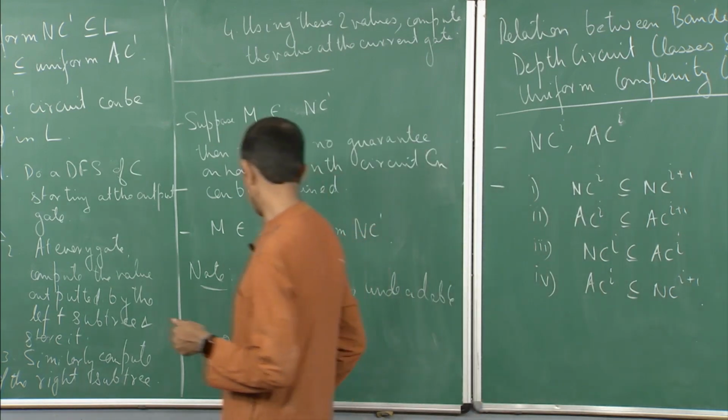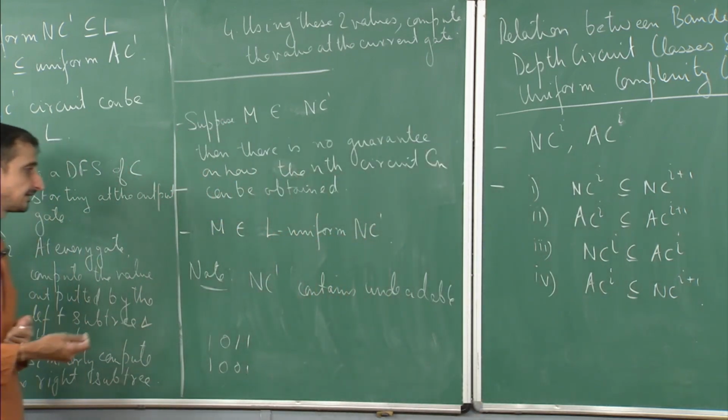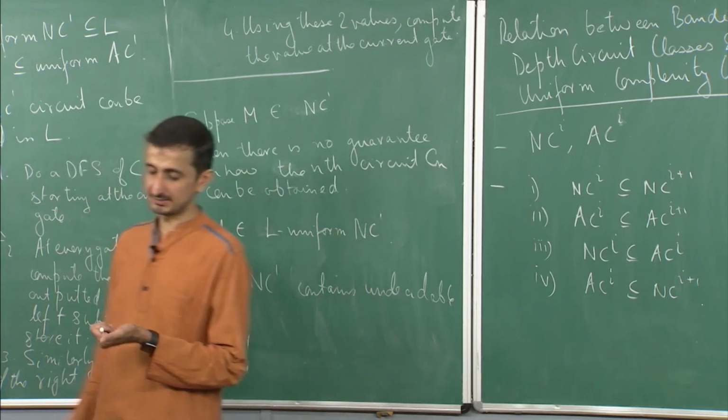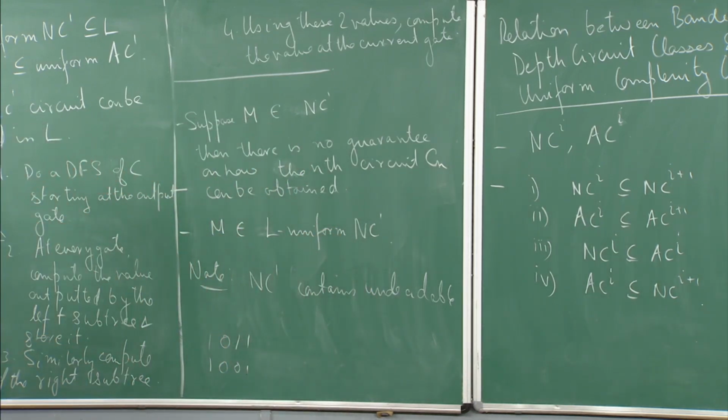So then not just NC0, even getting one bit, which is even smaller than NC0 in some sense, it's just a projection. So yeah.